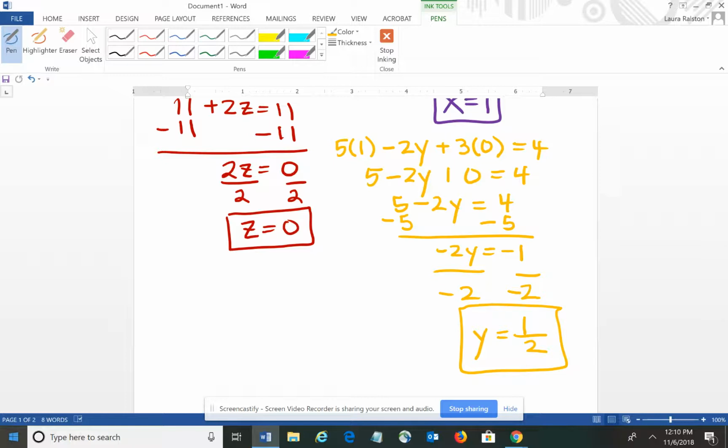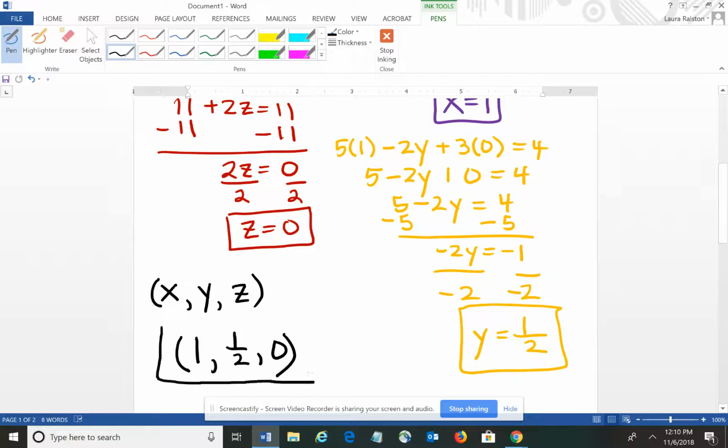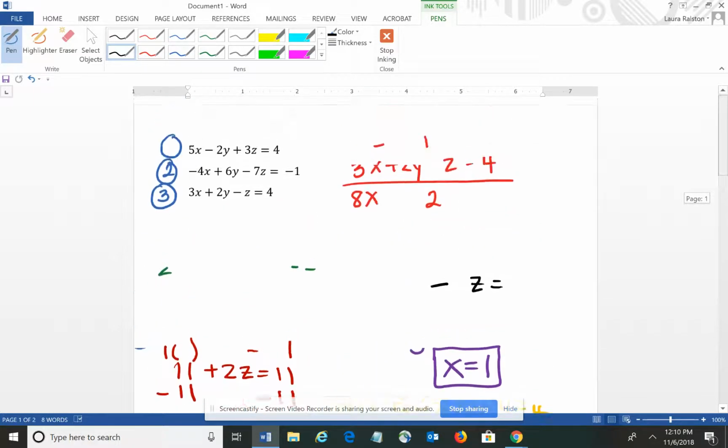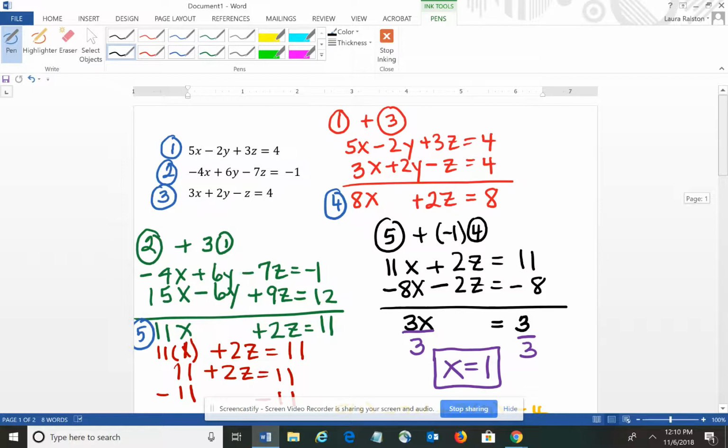Typically, your answer here is written as a triple ordered pair. We write it in the form x, comma y, comma z. So in this case, I would have 1, 1/2, and 0. Now, to be confident that this is the right answer, you can substitute that triple into all three equations and be sure that it equals the respective value of 4, negative 1, and 4. It makes a true statement. If it doesn't, then we've got a calculation error somewhere.